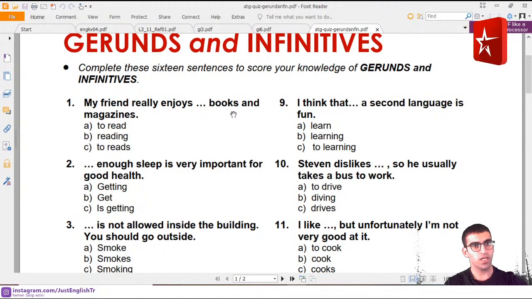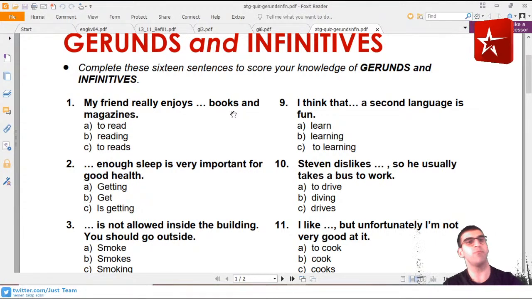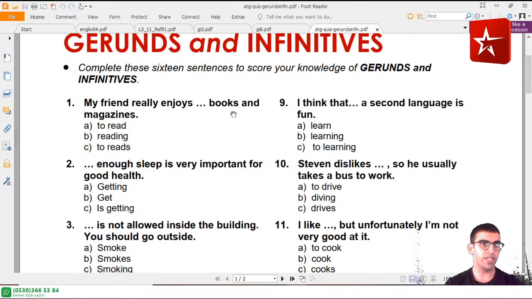Let's start. Number 1: my friend really enjoys blah blah blah books and magazines. A, to read. B, reading. C, to reads. Which one is correct? Havva says the correct answer is B. Mert Hamarat says number 1 is A, enjoys to read. Reading. Okay, just 2 students, and I'm waiting for the rest of them, and then I will let you know the correct answer.